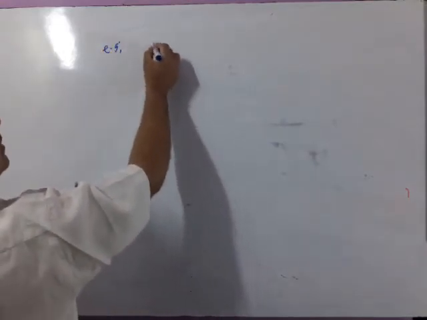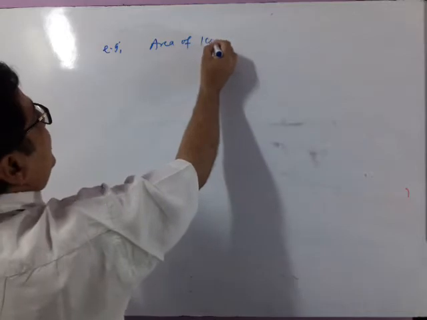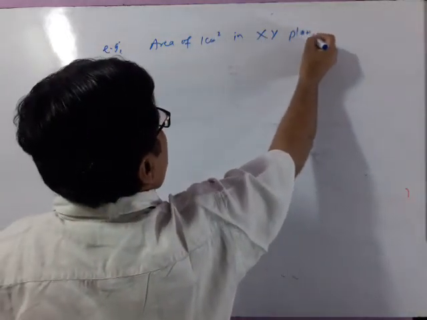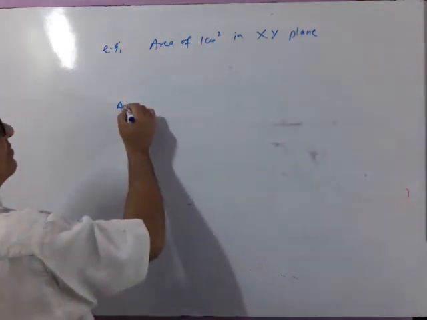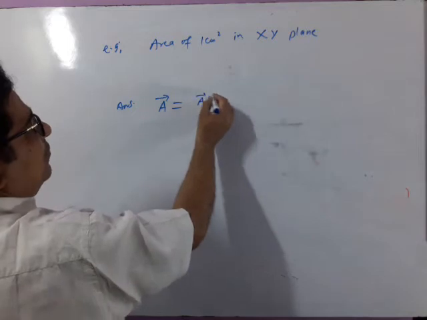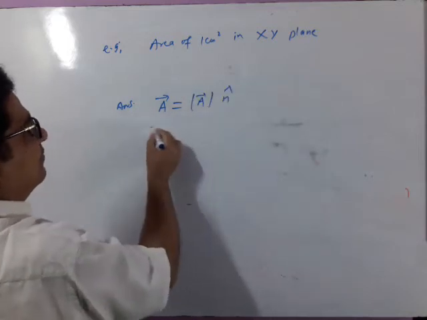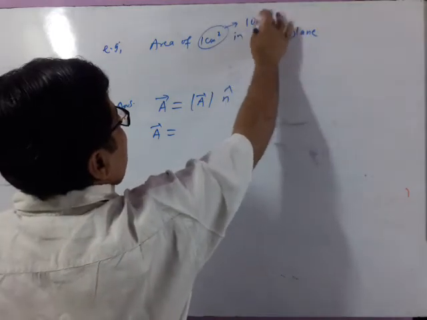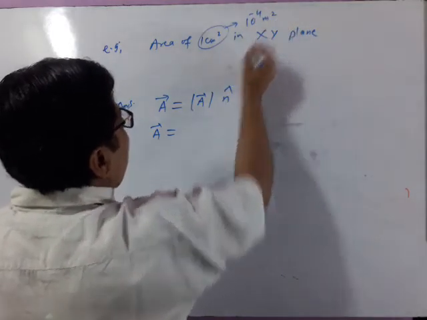Now see, you are given an area of 1 centimeter square in the XY plane. Now focus on this line. Area vector is mod of area into n cap. So what is mod of area? This is 1 centimeter square, 10 raised to the power minus 4 meter square.